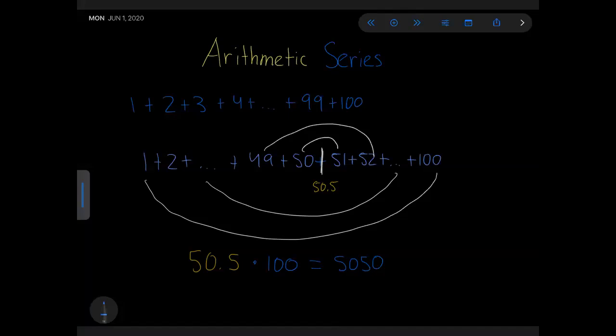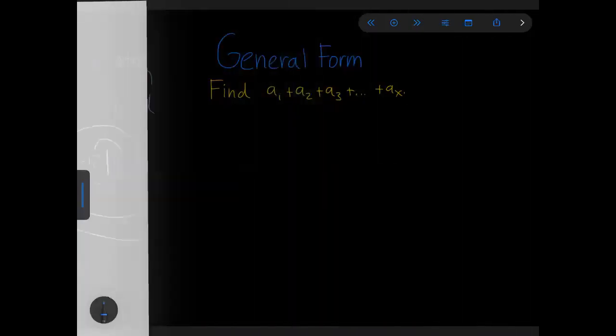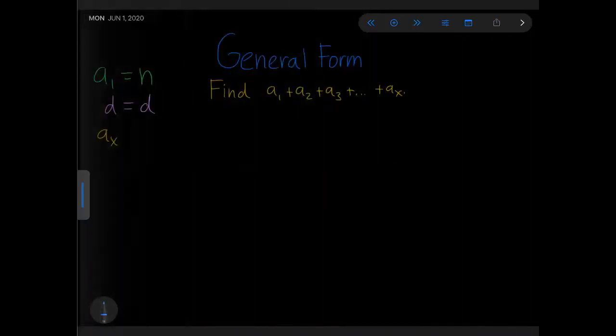So to recap, what we did here is we took the midpoint, the average of the numbers. If you don't know the midpoint, you can just take the average of the first and last numbers. That also works. So 50.5 times the number of terms gives you the answer. Now we want to find a general form, because why not, right? Let's find a general formula that we can use for everything.